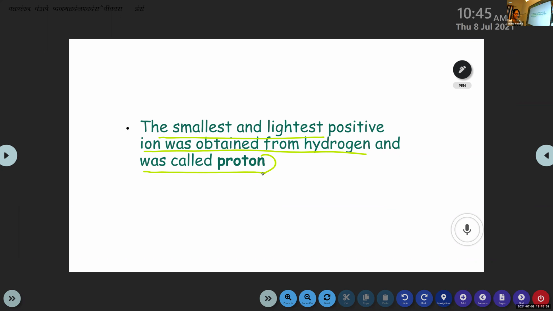That we will discuss later, in the heading isotopes, then isobars, atomic number, mass number, etc. So the smallest and lightest positive ion was obtained from hydrogen and was called proton.